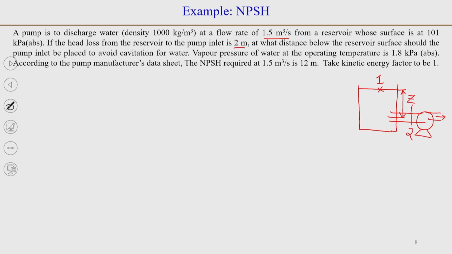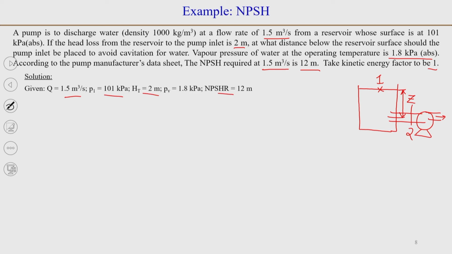Should the pump inlet be placed to avoid cavitation for water? We have also been given the vapor pressure, and the flow is turbulent. So, the kinetic energy factor can be taken as 1, and the NPSH required, given by the manufacturer at this flow rate of 1.5 meter cube per second, is 12 meter. So, we can list down all the quantities that have been given.